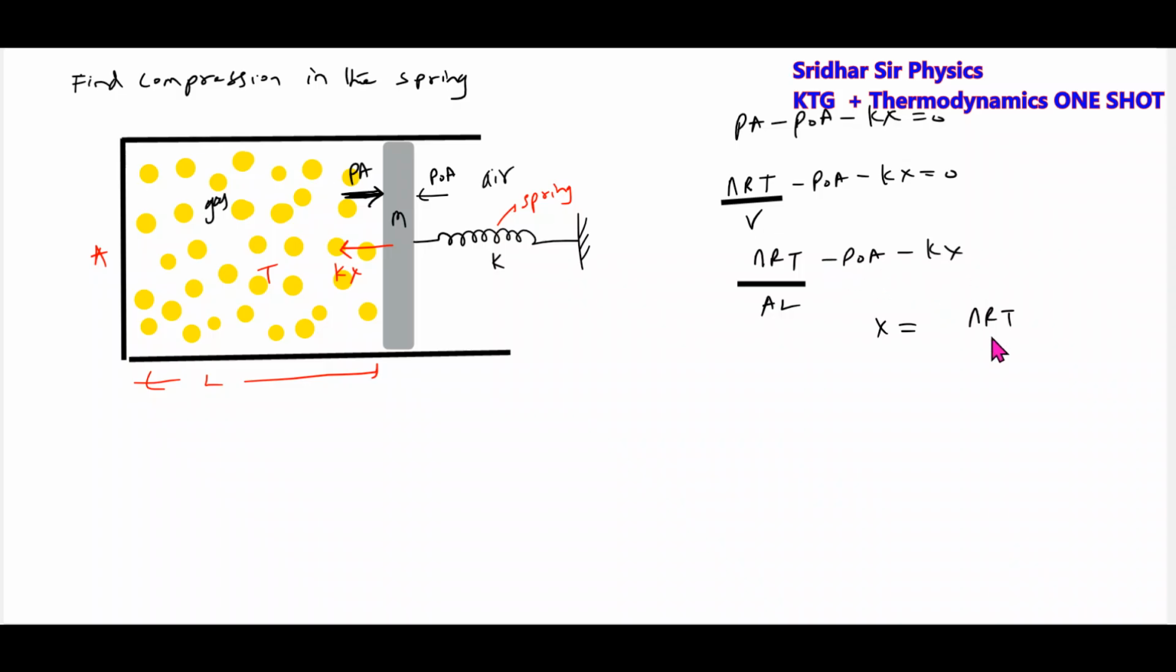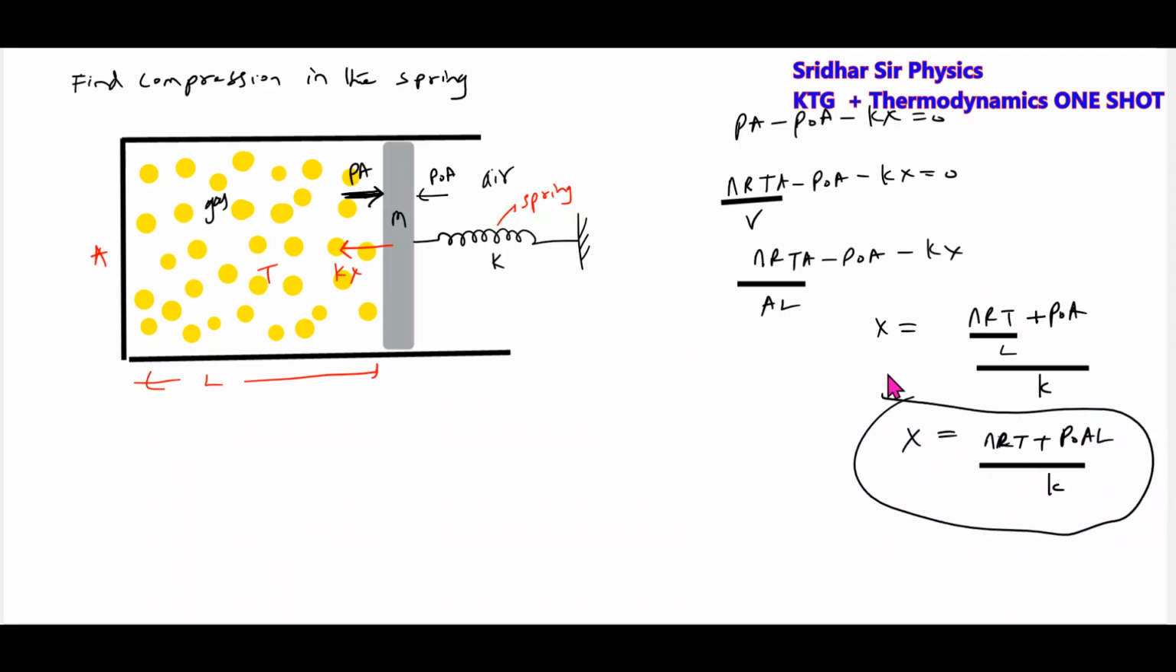nRT by AL, here one A is missing. nRT by L plus P0A, all divided by K. Now this will become nRT plus P0AL by K. It means the pressure force of the gas, can it balance the weight? Can it act for equilibrium along with the spring? This is the one pressure force of gas that you have to develop. This is what I'm interested in.